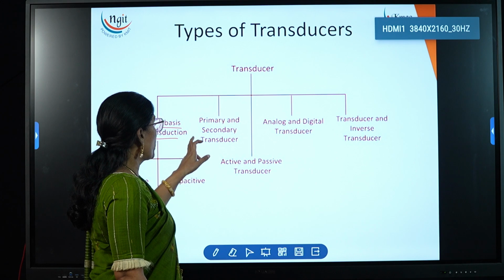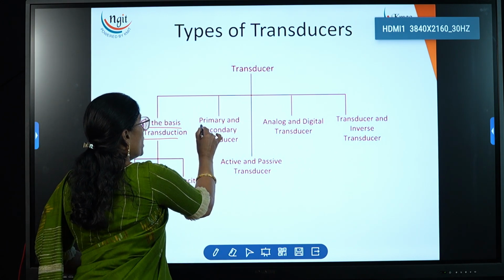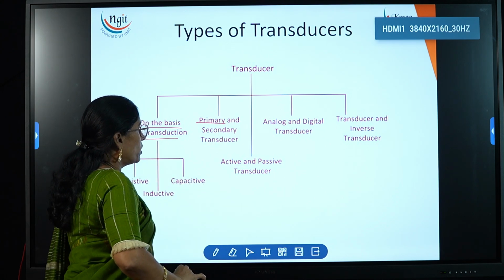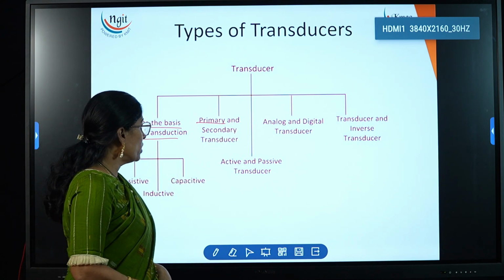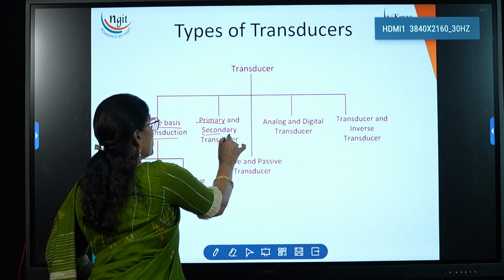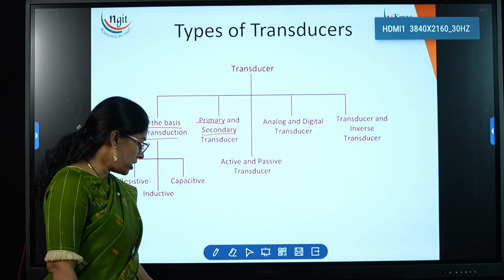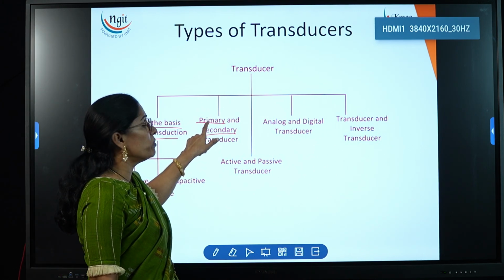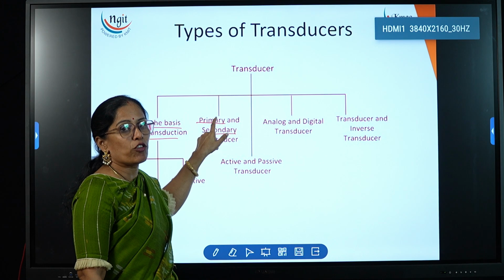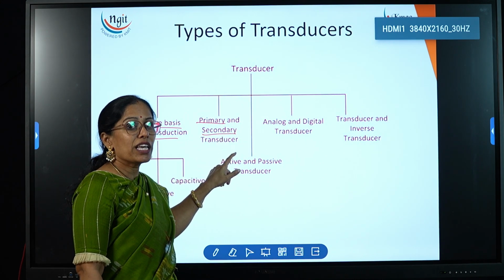Now coming to primary and secondary transducers. A primary transducer converts the physical quantity into a non-electrical quantity, and a secondary transducer converts the non-electrical quantity to an electrical quantity. Here, from one form to the other form, the output is not electrical in the case of primary, but in the case of secondary the output is electrical form.